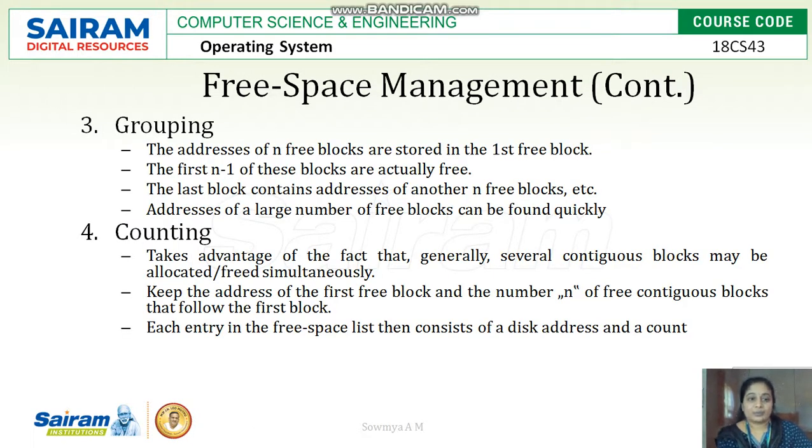Next one is grouping and counting. In grouping, the addresses of n free blocks are stored in the first free block, and the first n minus 1 of these blocks are actually free. In counting, it takes advantage of the fact that generally several contiguous blocks may be allocated or freed simultaneously. So the first free block will be updated with the number of contiguous blocks that are free after that block. Based on that, counting free space management works. So I hope you understood these topics.